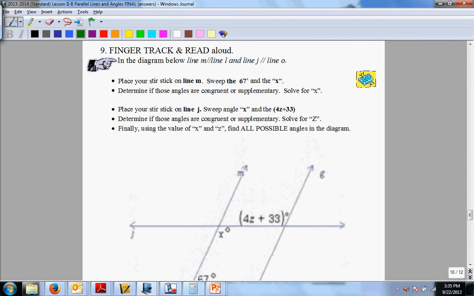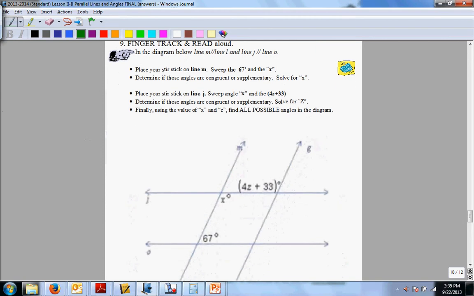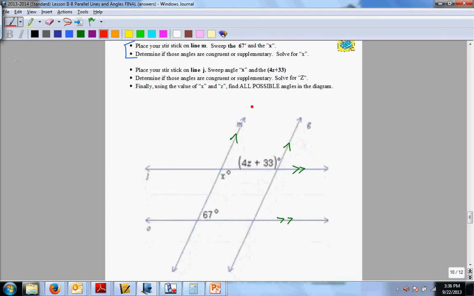Okay, first off, we want to know that going both ways, the lines are parallel. So going this way, the lines are parallel, and going this way, the lines are parallel. Okay, it says place your stir stick on line M. So take your stir stick and put it on line M. That's right here. It says sweep 67 and then sweep X.